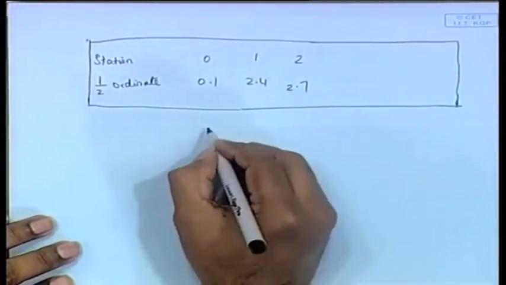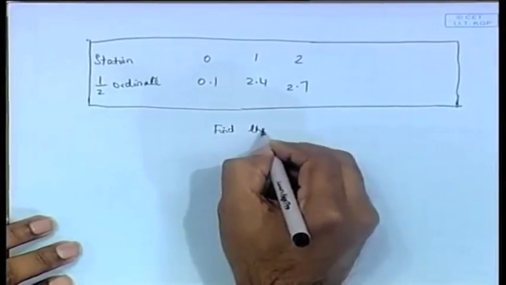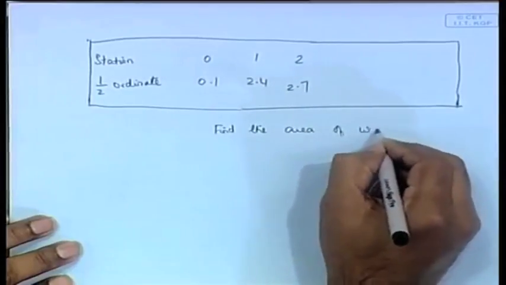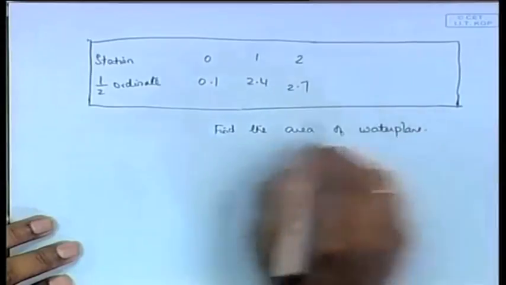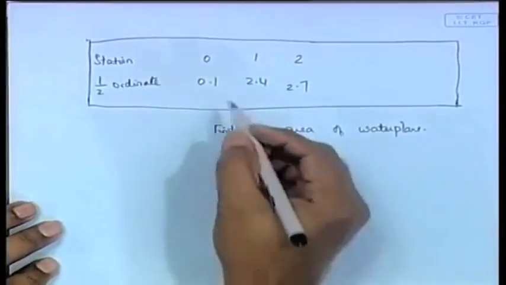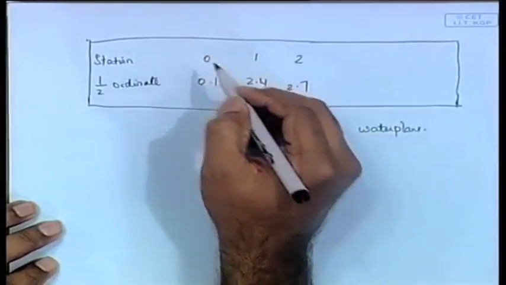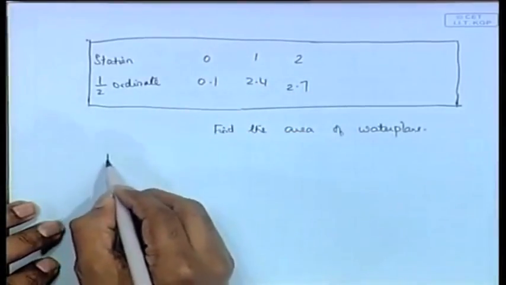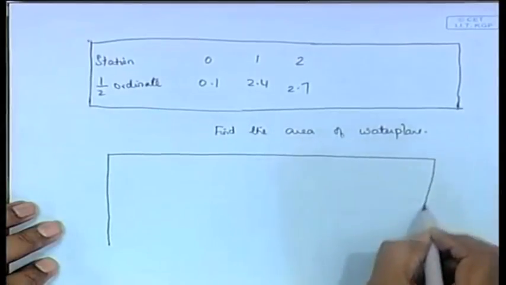Now, you are asked to find the area of the water plane. These half ordinates are obviously at the water plane. So, you have a ship, you have a water line somewhere, you are asked to find the water plane area, and you are given y's at different points. When you sum up the y's, y dx will give you the area of the water plane. So, the way to solve it is to make this table, which is the standard format for any problem like this.